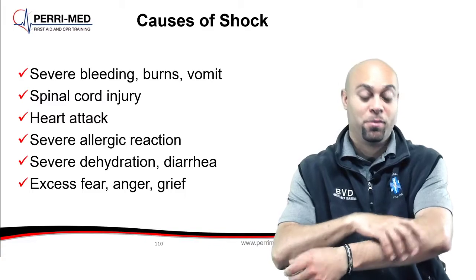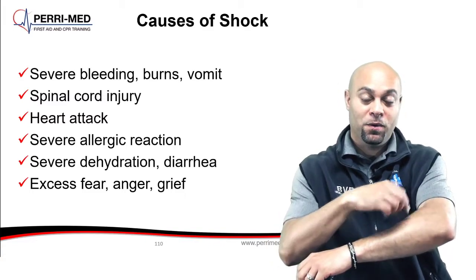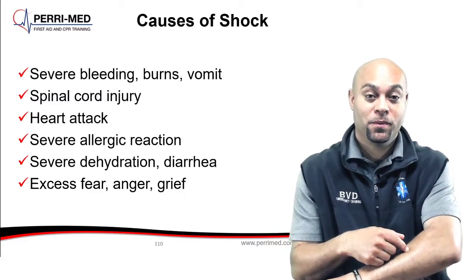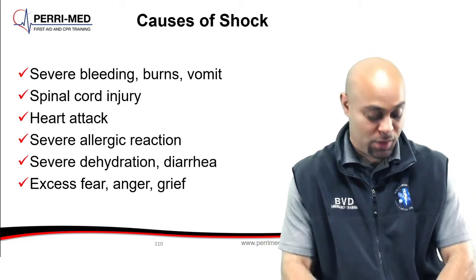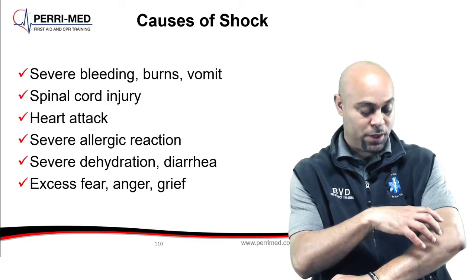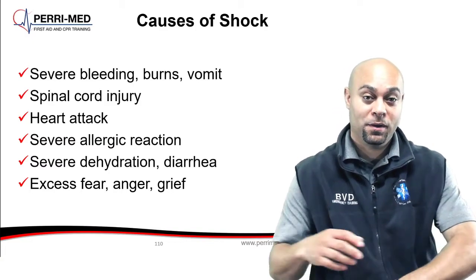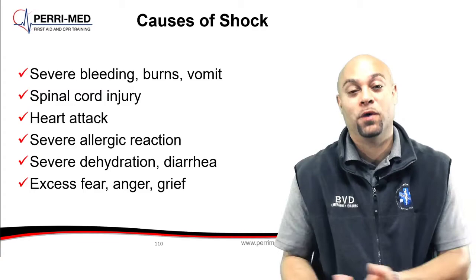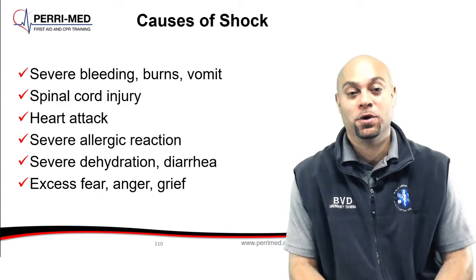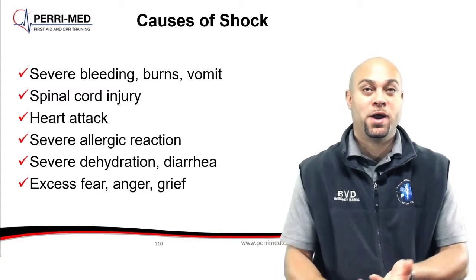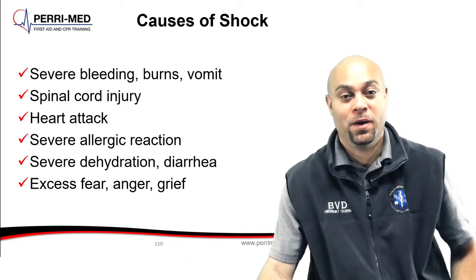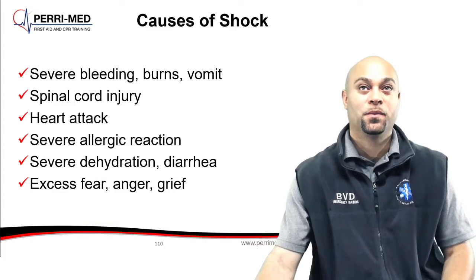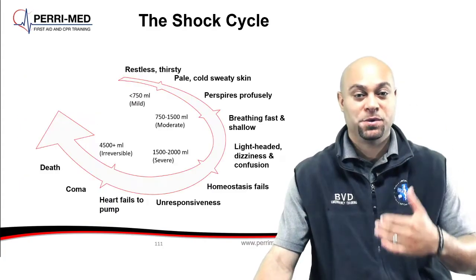So has anyone ever had a burn where you get that blister form? Well, that fluid has to come from somewhere. So it comes from the blood system, right? And into the burn like that. And so wherever it's coming from, it's leaving a low volume there, and so that would be a low volume shock. So severe allergic reaction, heart attacks, excessive fear, anger, grief, right? We call that the psychogenic shock. All right, so those are different types of shock.